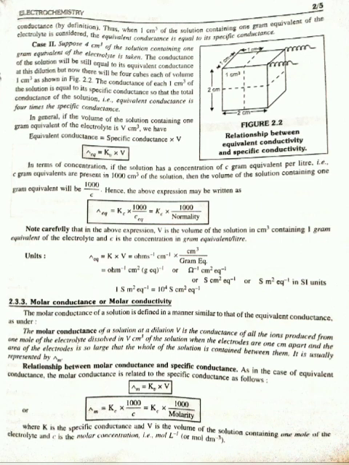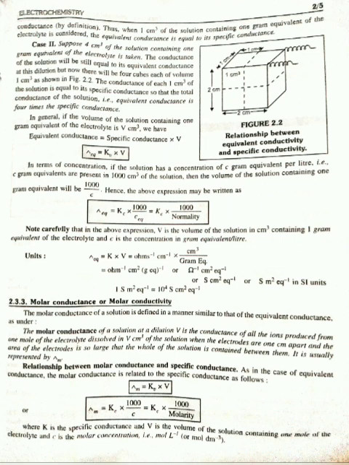Case 2. Suppose 4 centimeter cube of the solution containing 1 gram equivalent of the electrolyte is taken. The conductance of the solution will still be equal to its equivalent conductance at this dilution, but now there will be 4 cubes, each of volume 1 centimeter cube, as shown in figure 2.2. The conductance of each 1 centimeter cube of the solution is equal to its specific conductance, so the total conductance of the solution, that is the equivalent conductance, is 4 times the specific conductance.